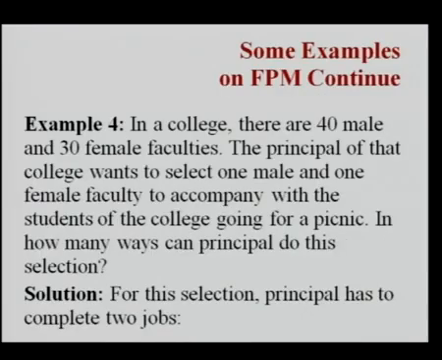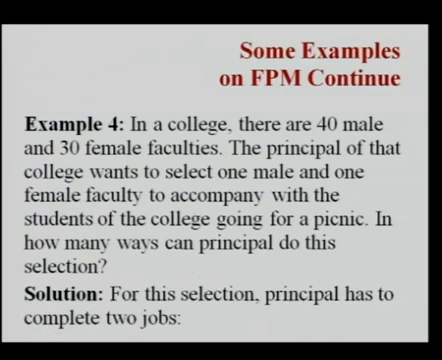Let us take one more example on the fundamental principle of multiplication. Suppose in a college there are 40 male faculty and 30 female faculty. The principal of that college wants to select one male and one female faculty to accompany the students of the college going for a picnic. In how many ways can the principal make these selections?